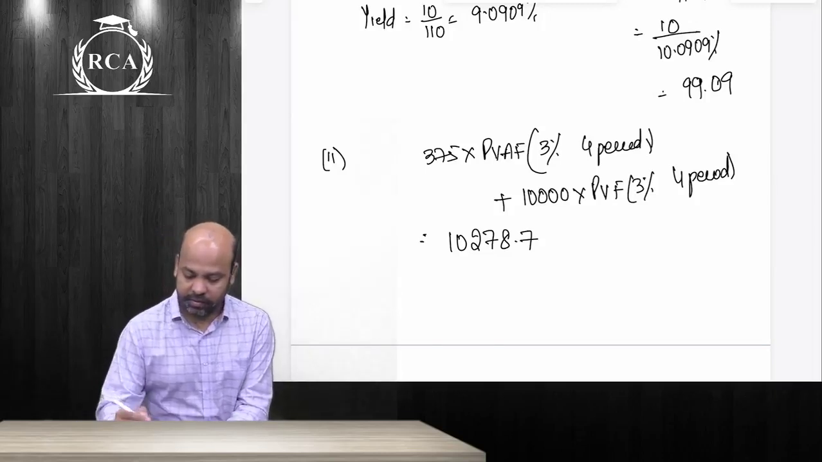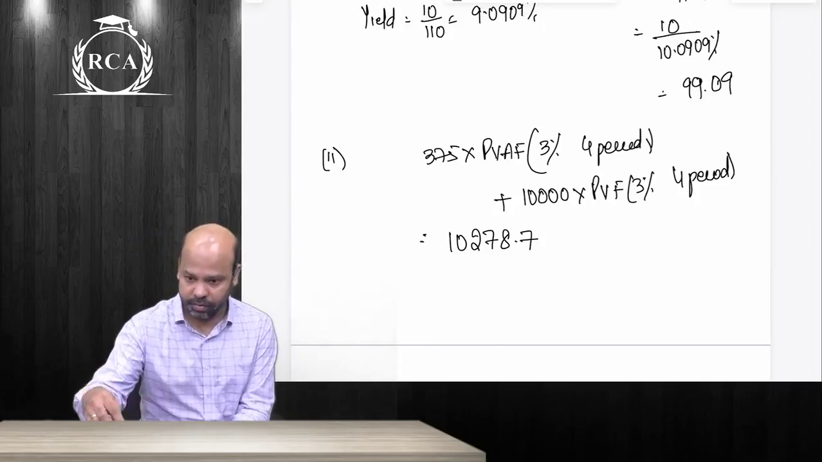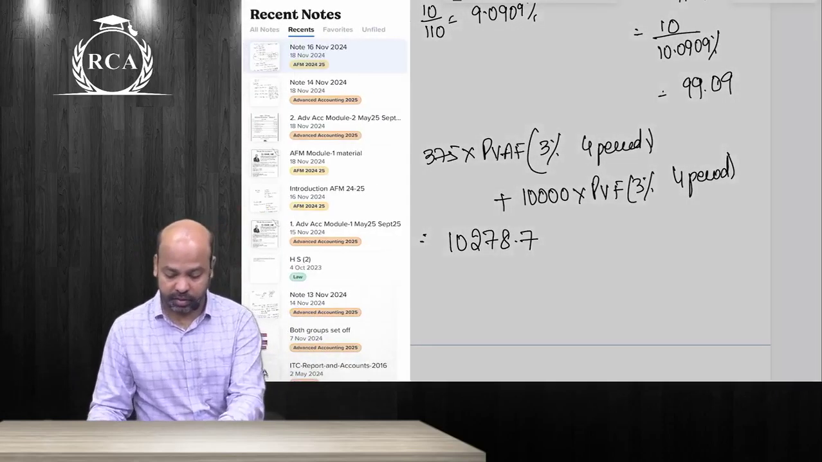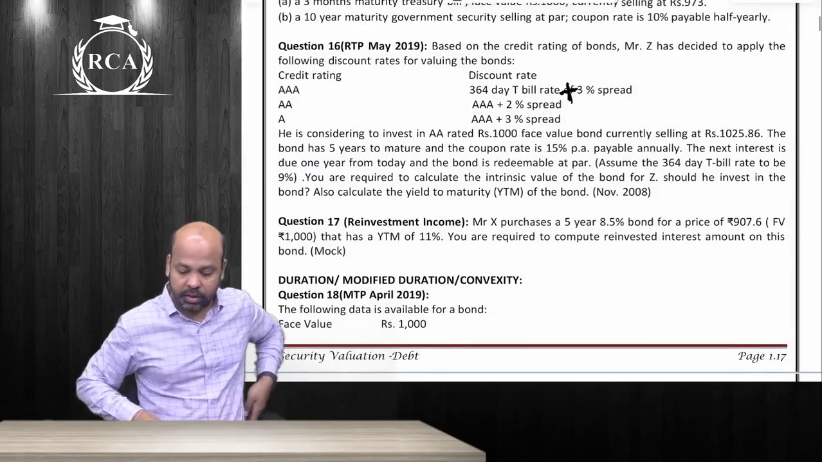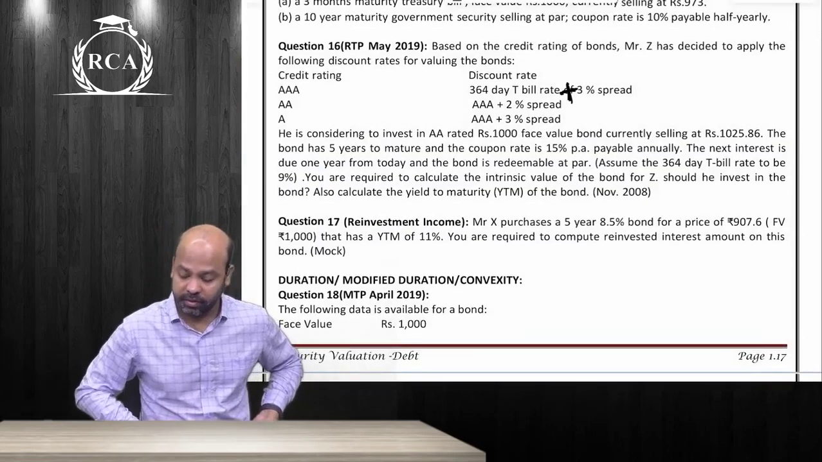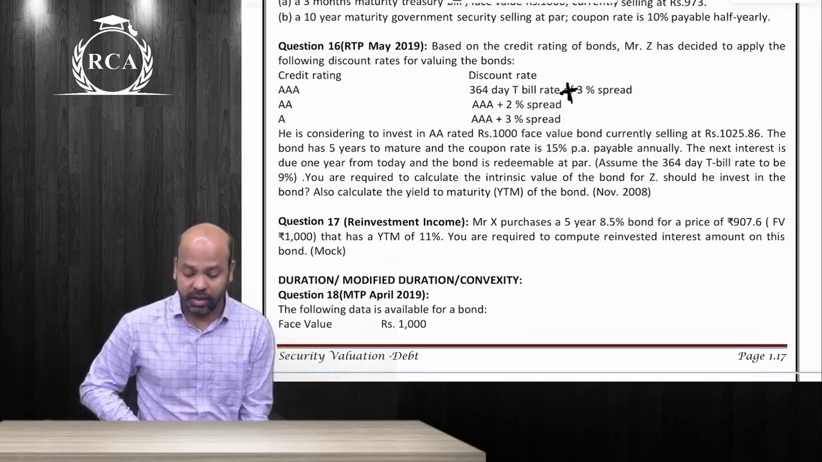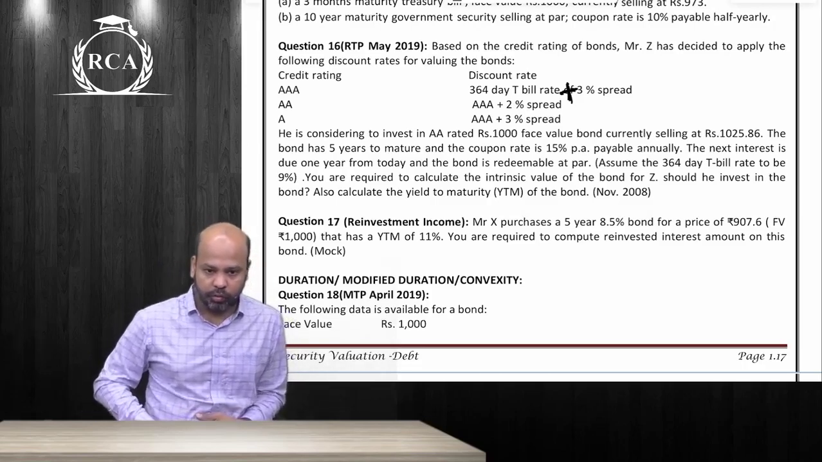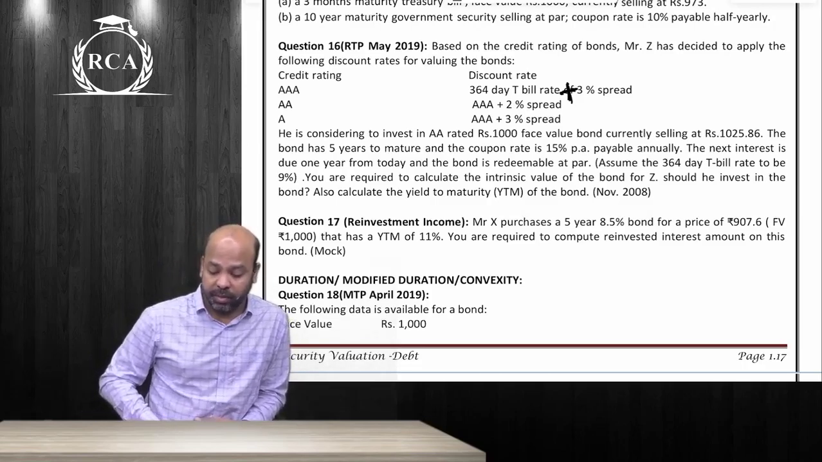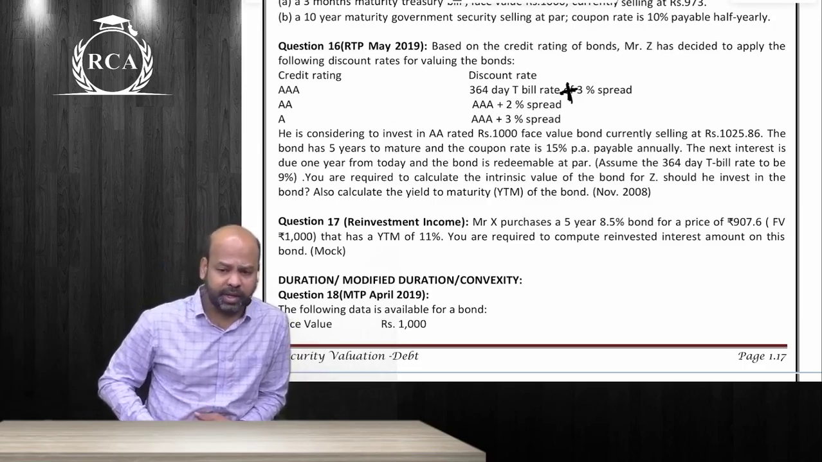Alright guys, so we're discussing questions on valuation of bonds. There was one homework question given. Are we all done with it? Question number 16, guys. It says based on credit ratings Z has decided to apply the following discount rates for valuing the bonds. If it's a AAA rated bond, you will want the 364-day treasury bill rate plus 3% spread.